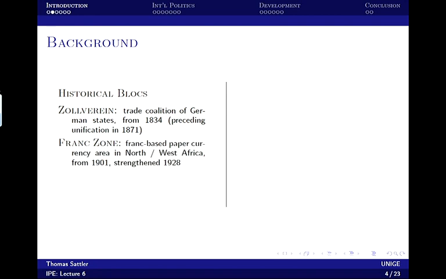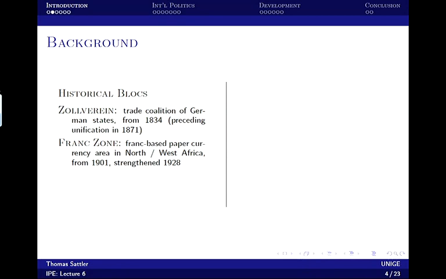That's different in other agreements. So France established a currency union. So we had a currency area based on the French currency in North and West Africa, which was established in 1901. And it was strengthened in 1928.